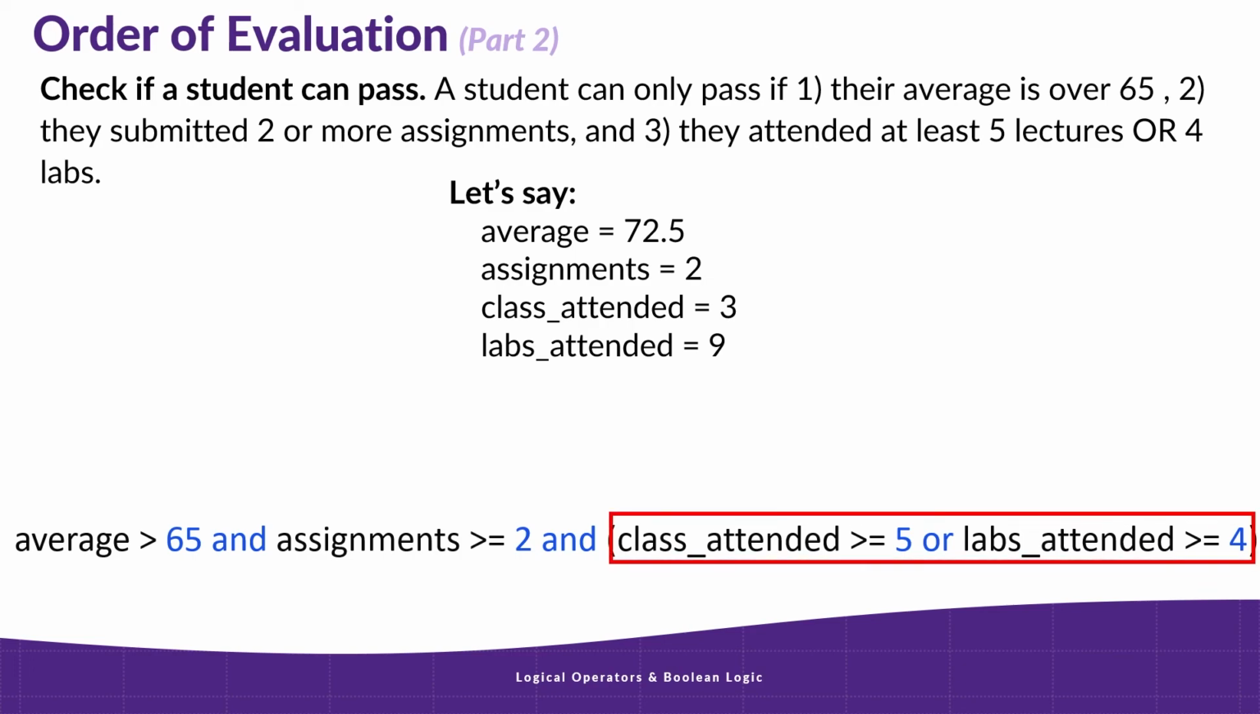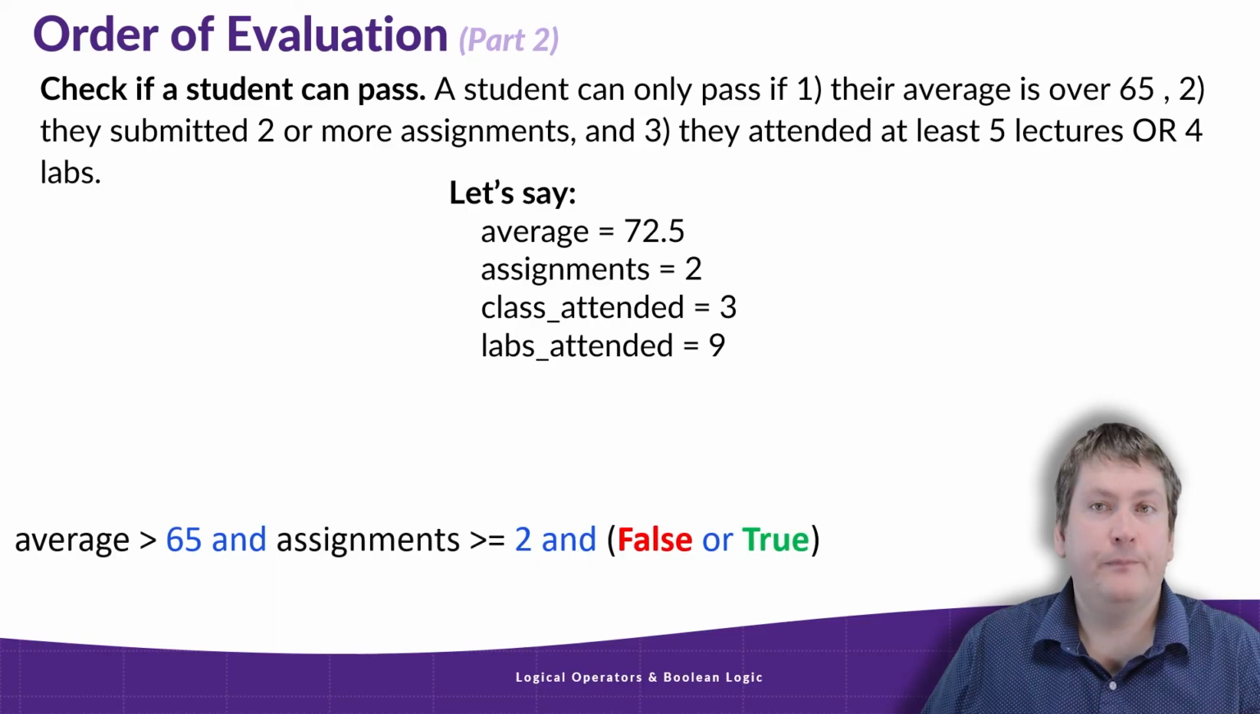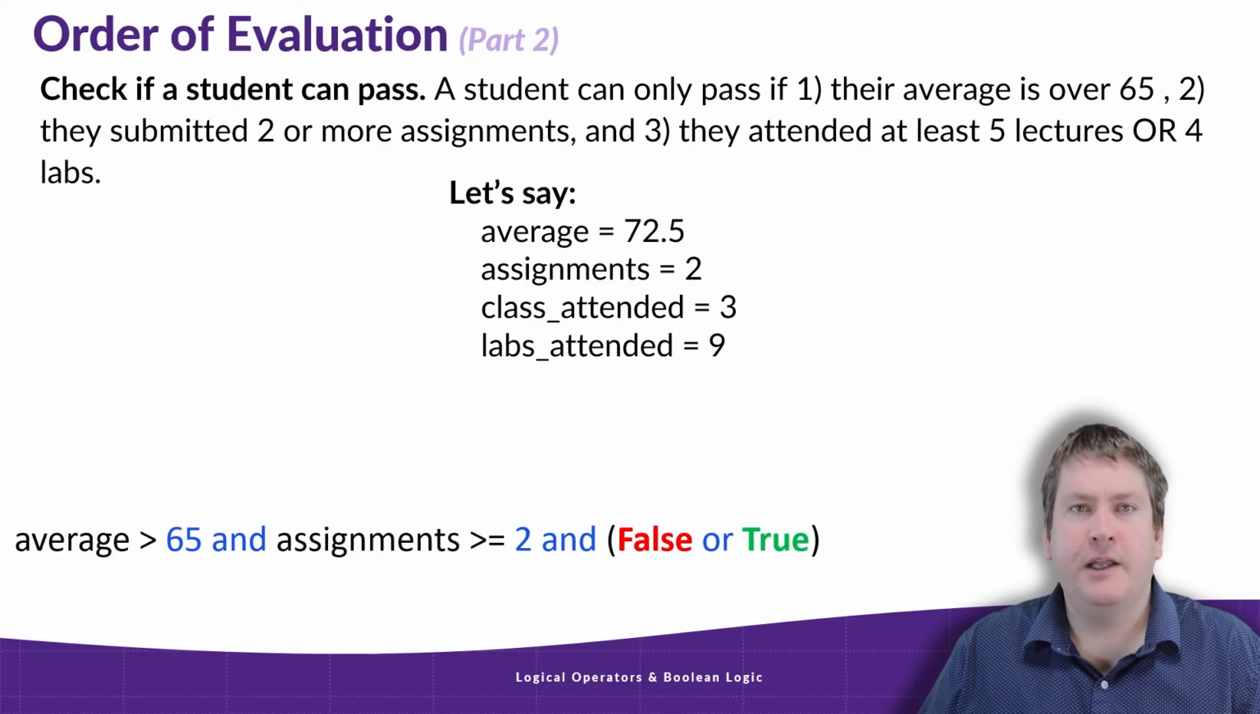And the first item to evaluate are parentheses. So we have to evaluate what's inside of these parentheses first. And inside the parentheses, the next item to evaluate would be the comparison operators. They have higher precedence than the OR operator, so we evaluate them first. So in this case, class attendance was too low, so we get a false. But lab attendance was 9, which is more than enough, so we get a true value.